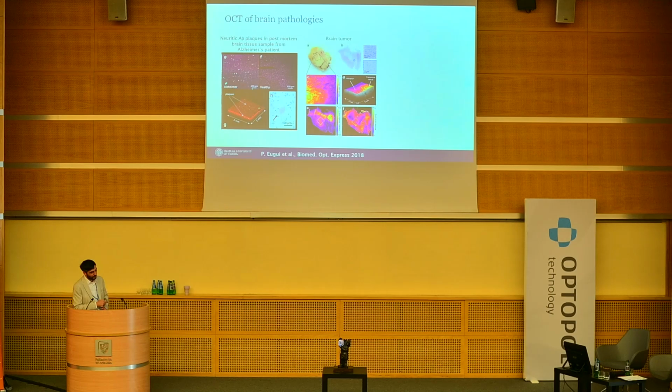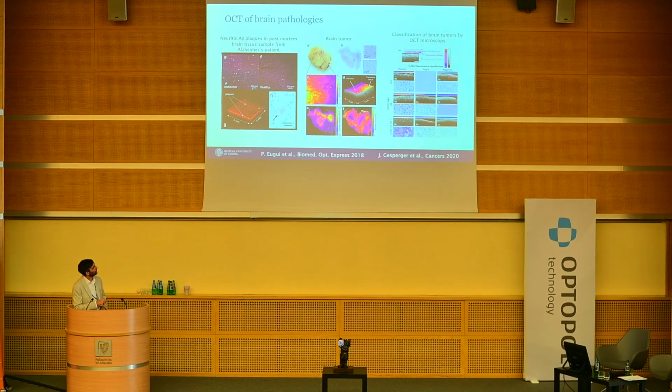And as the last example, we see here some brain pathologies that we image based on how the light is scattered from the tissue, so how it is scattered in different directions, which gave us some additional contrast, and also for classifying different types of brain tumor samples that we got directly from the neurosurgery department on their way to the neuropathology department.